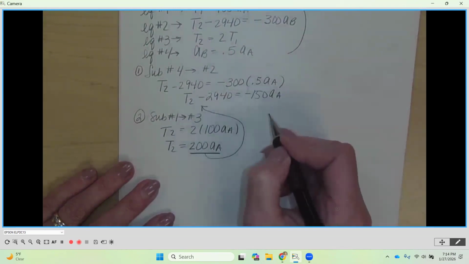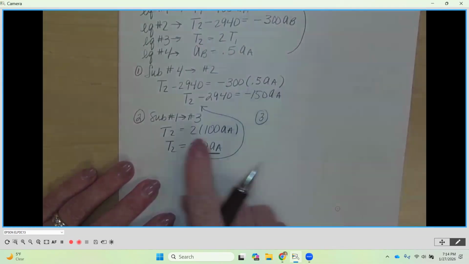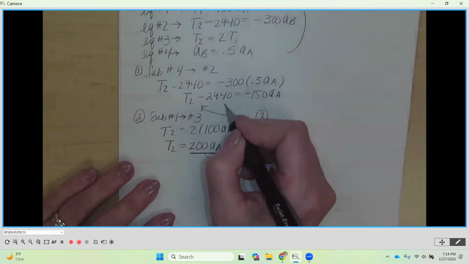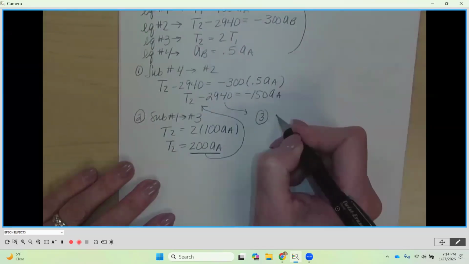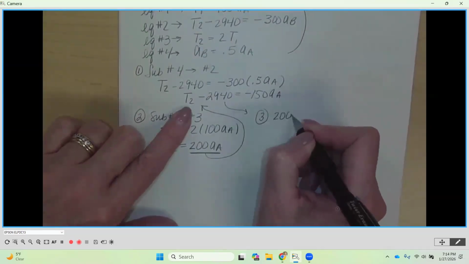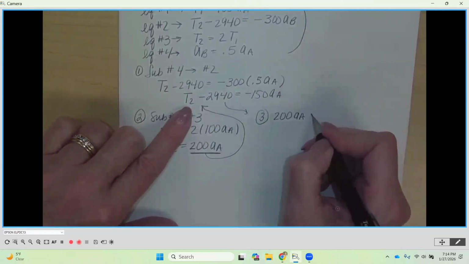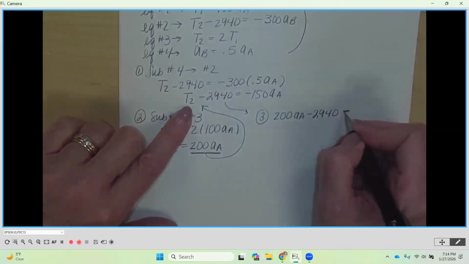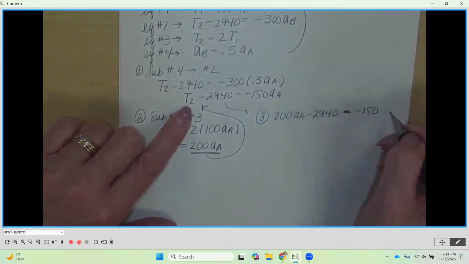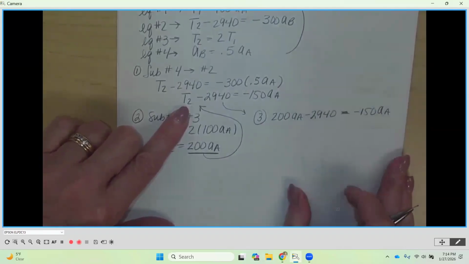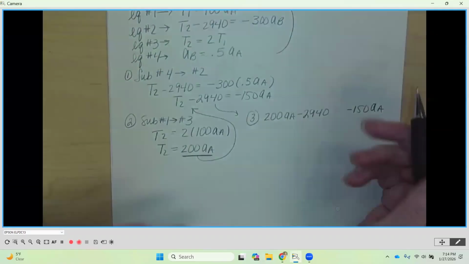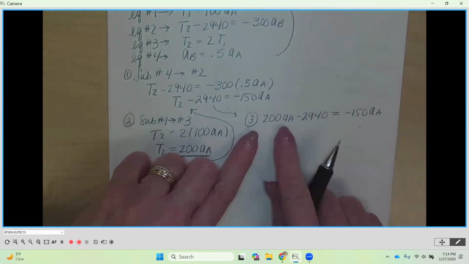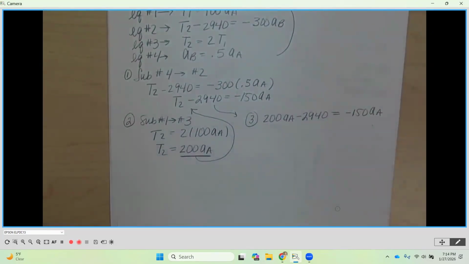I'm going to put this at step number 3, and that's going to go here. For T2, I'm going to put 200 acceleration A minus 2940 is equal to negative 150 acceleration A. Okay, so in this equation, now I'm finally at a point where I just have the acceleration of A, so I can combine and solve for A.